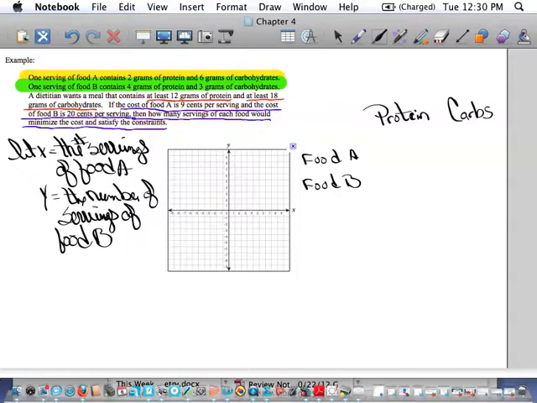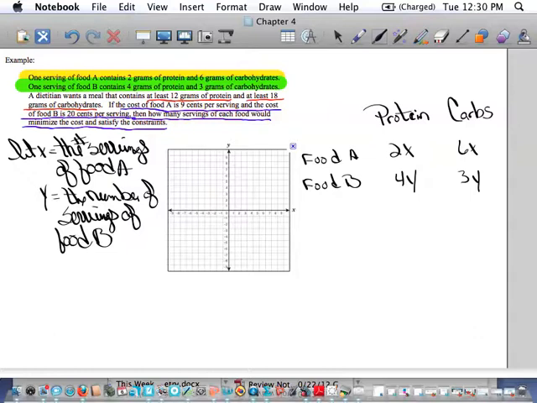So proteins in food A, we get 2 grams. So 2 grams times the number, that's going to be 2x. And then in food B, we get 4 grams of protein, so that's going to be 4y. Carbohydrates, I get 6 grams from food A, that's 6x. And I get 3 grams from food B, so that would be 3y.